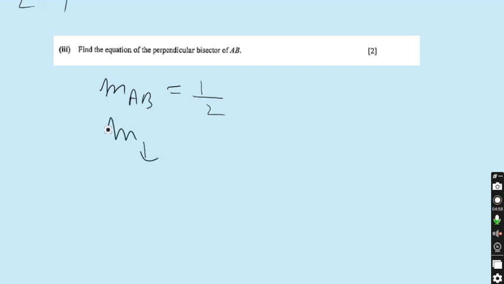This is the symbol of perpendicular. If two lines are perpendicular, then the product of their gradients is -1. So if the gradient of the line AB is 1 upon 2, then the perpendicular bisector gradient should be the negative reciprocal of 1 upon 2, that is -2. And we have already found the midpoint of AB in the previous part, that is 3, 5.